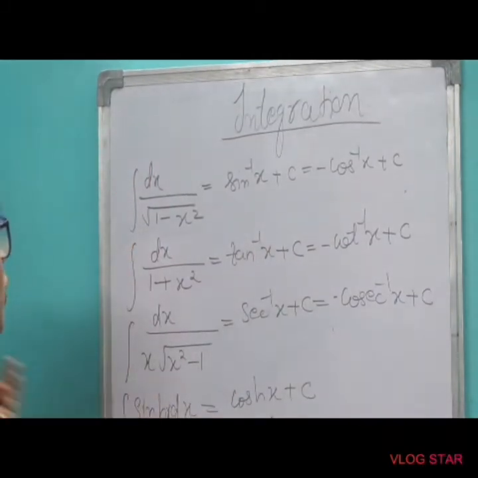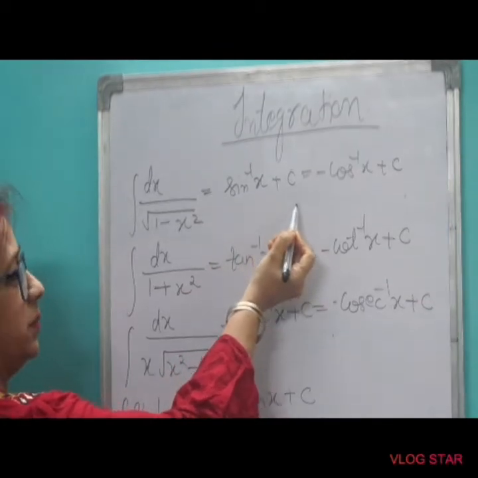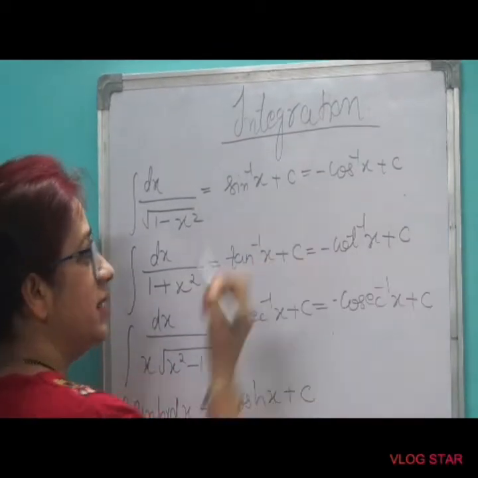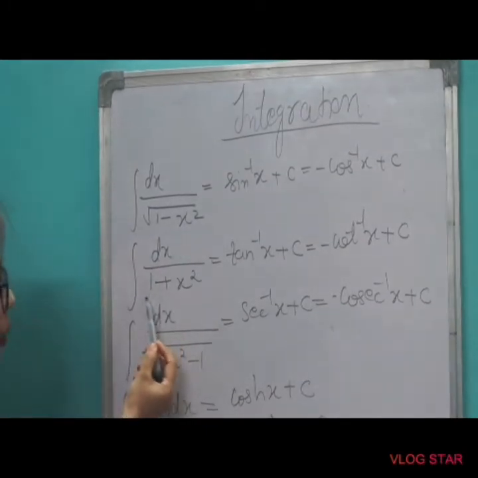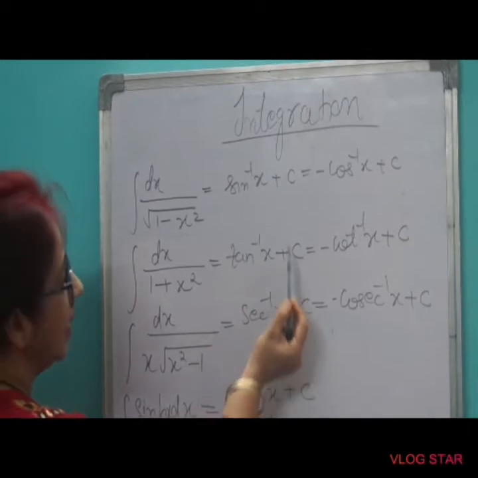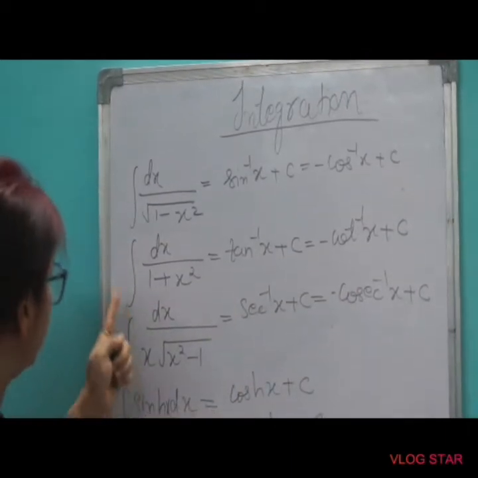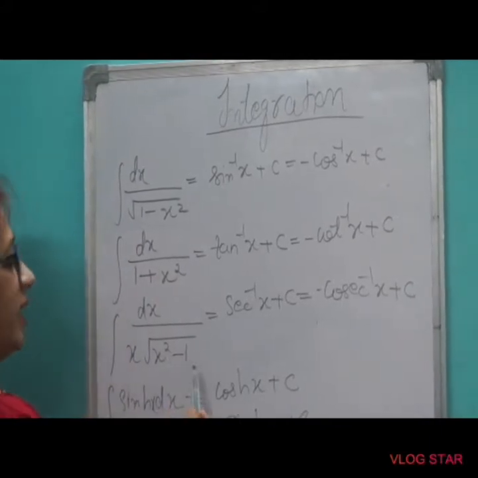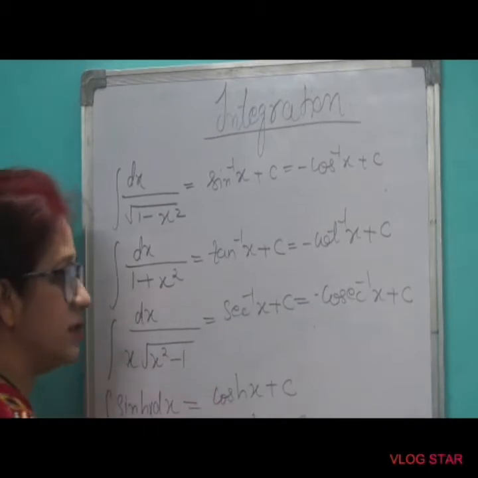∫dx/√(1−x²) = sin⁻¹x + c = −cos⁻¹x + c. ∫dx/(1+x²) = tan⁻¹x + c = −cot⁻¹x + c. Similarly, ∫dx/(x√(x²−1)) = sec⁻¹x + c = −cosec⁻¹x + c.